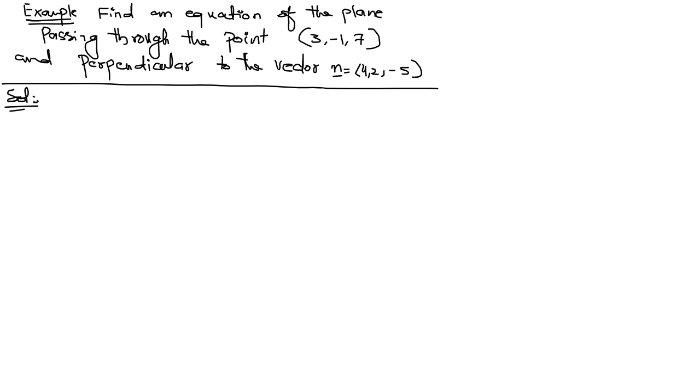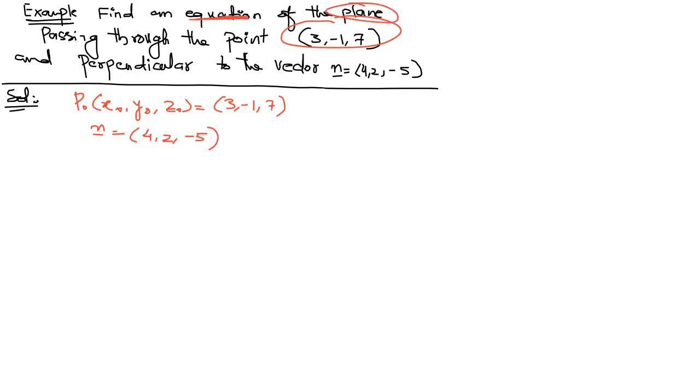Solution: what is given to us? The point is given, it means P naught is given, equal to x naught, y naught and z naught, which is 3, -1 and 7. And the n vector is given, which is 4, 2 and -5. We have to find the equation of the plane. The general equation of the plane is this one: a(x minus x naught) plus b(y minus y naught) plus c(z minus z naught) is equal to 0.